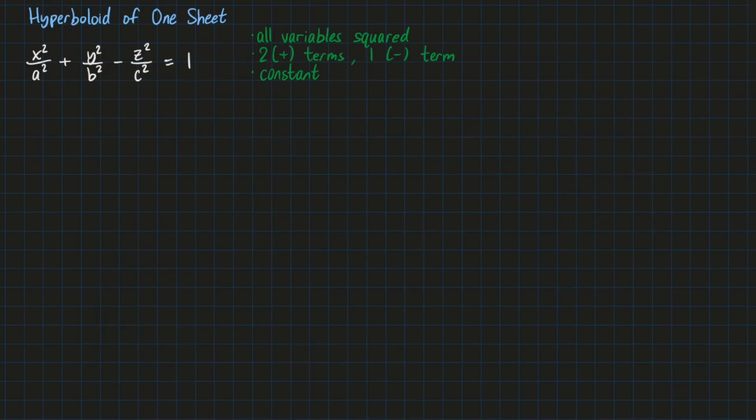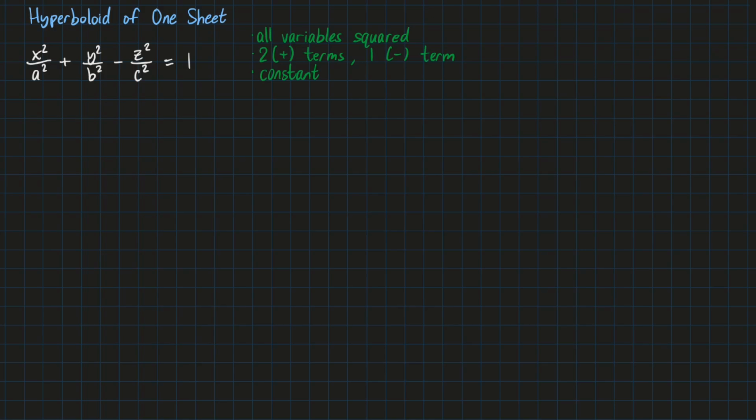So from the ellipsoid equation, if we change one of the variable terms to a minus sign, we then get a hyperboloid of one sheet. So it doesn't matter which term is negative. If you just have one of the terms negative, then you'll have a hyperboloid of one sheet. So to identify a hyperboloid of one sheet, you'll see that all variables are squared, and two of the variable terms are positive, and one of the variable terms is negative, and you have a constant. And this would be the standard form of the equation.